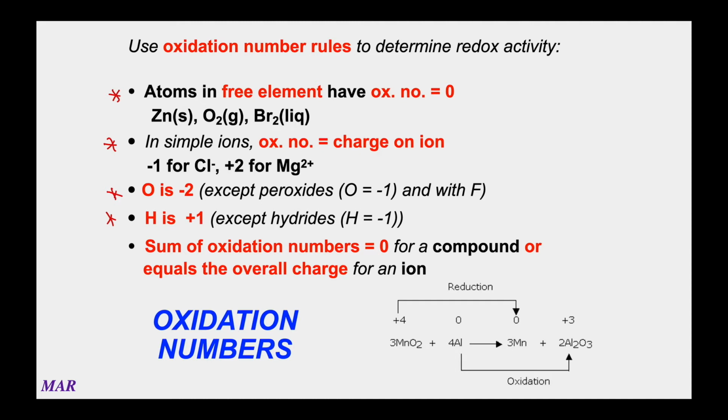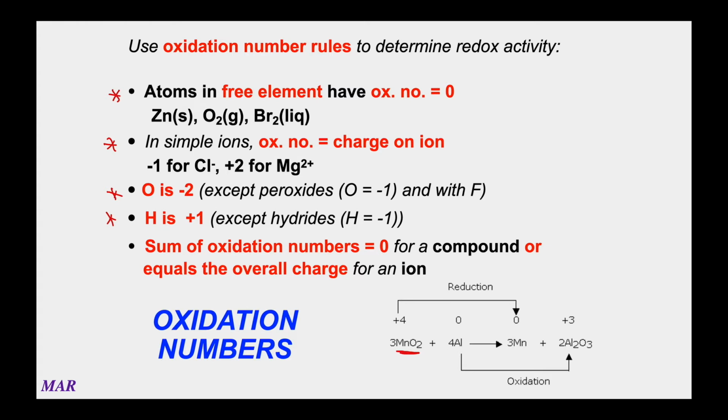And the same for hydrogen. Hydrogen is always +1, except, of course, there's an exception for hydrides. A hydride is a hydrogen with a -1 charge, so that would have an oxidation number of -1. Now, this is the important part. The sum of all the oxidation numbers will equal 0 for a compound, or the sum will equal the overall charge for an ion. And as an example of what I mean by that, let's look here at MnO2 in this example.